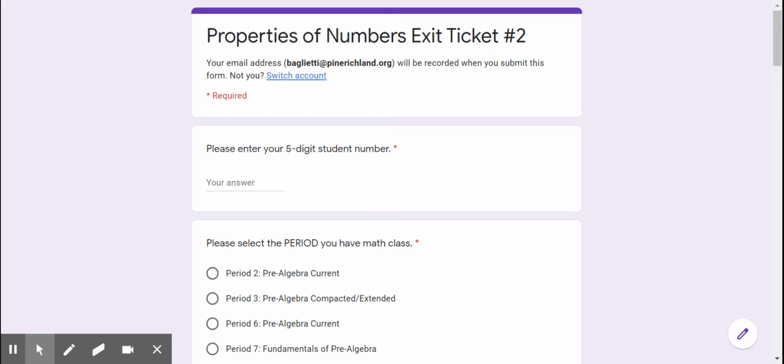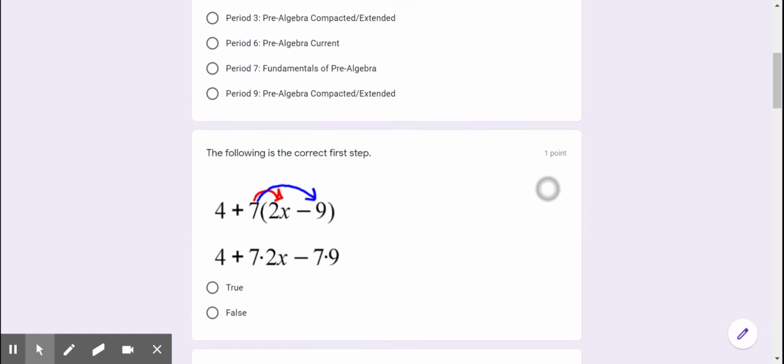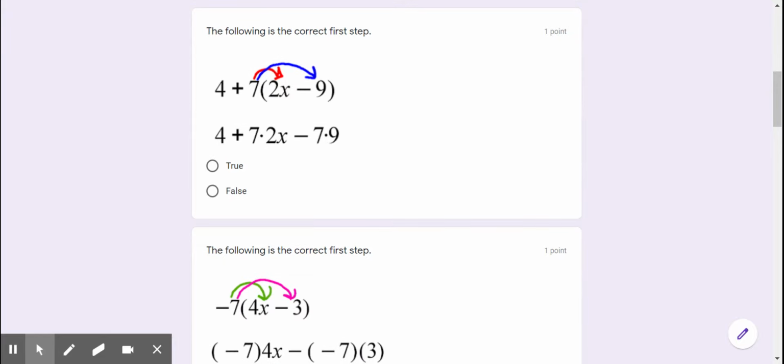All right, so here's the exit ticket we did today in class, and the scores on this were way better than what happened yesterday, but I'm gonna run through it to show you what the deal is. Question number one, true or false? This is true. When you distribute, you take what's being multiplied and distribute it to each. So that is gonna be a true.